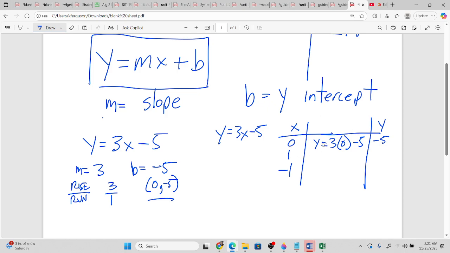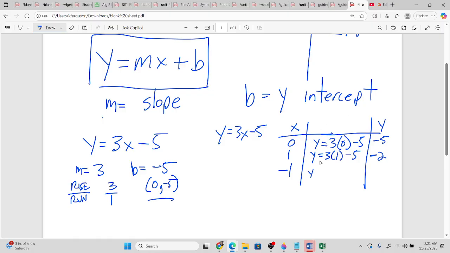And then I'd put, say, 1 in there. So y equals 3 times 1 minus 5. Well, 3 times 1 is just 3. 3 minus 5 is negative 2. You know, if you've got a number and you're subtracting and the second number is bigger, you're going to end up with a negative. So 3 minus 5 is negative 2.